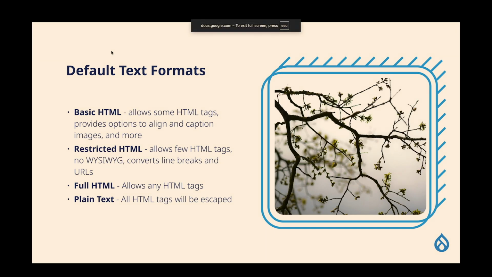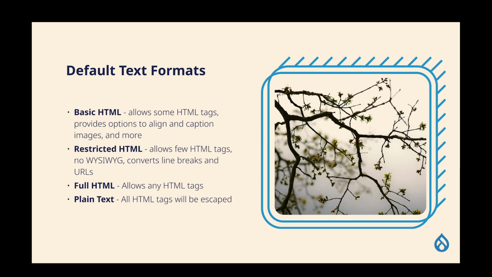So again, these are the default ones. If you install Drupal 11, you'll have a basic HTML, which allows your editors to have some HTML tags, and provides some options around how to align different things, being able to caption images, and has some setup for things like media library and so on. Restricted HTML, its default setup only allows a very small subset of HTML tags. There's no WYSIWYG. It will do things like convert line breaks and URLs into their respective tags. I think it's really probably meant to be used more for things like comments, where you don't want people to be able to do a whole lot. I wouldn't say I'd use that one a whole lot myself.